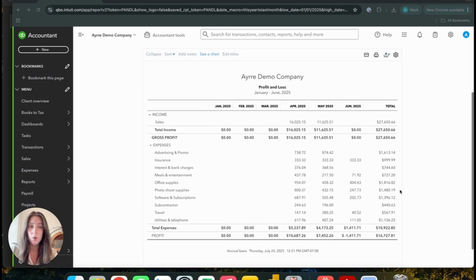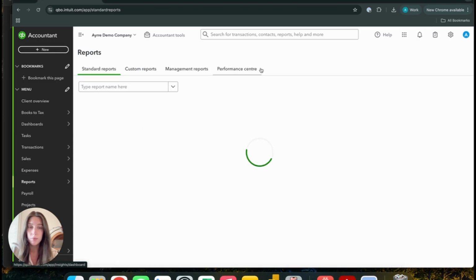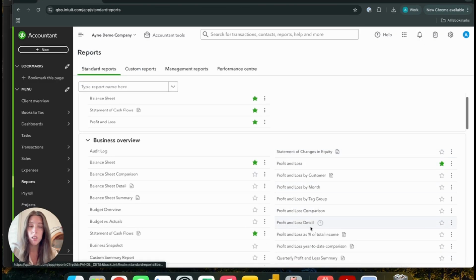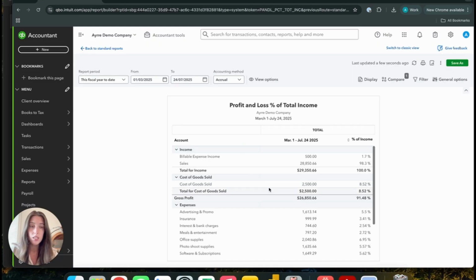Now, if you want to do a vertical analysis, you can do that here also by just doing your own math and figuring out some ratios or figuring out what percentage these overhead costs are of your total income. Or you can go back to reports and go down to profit and loss as a percentage of total income. And QuickBooks will already do the math for you.